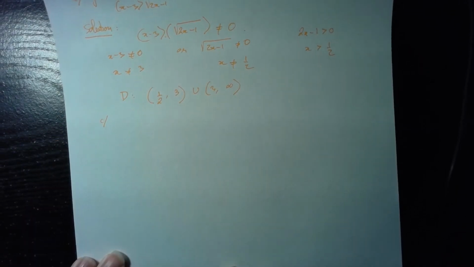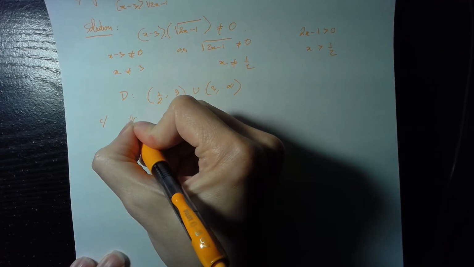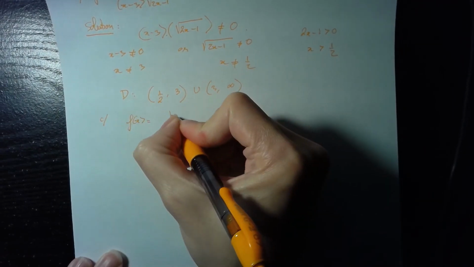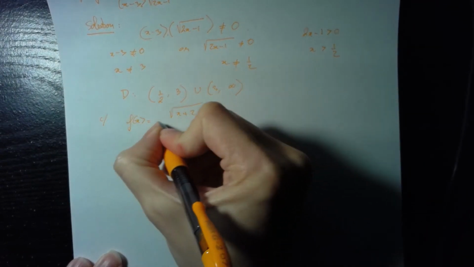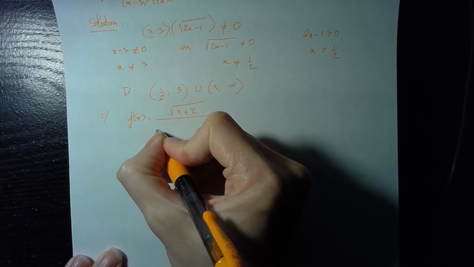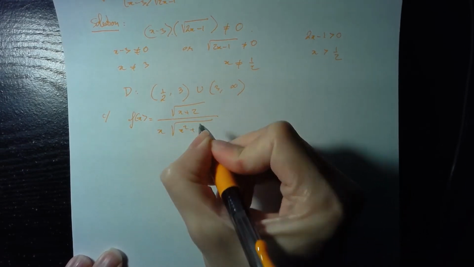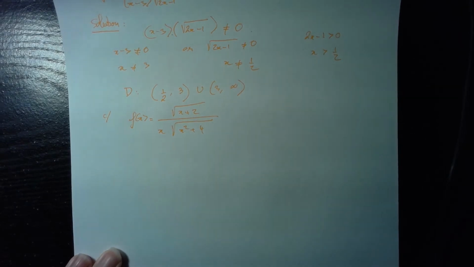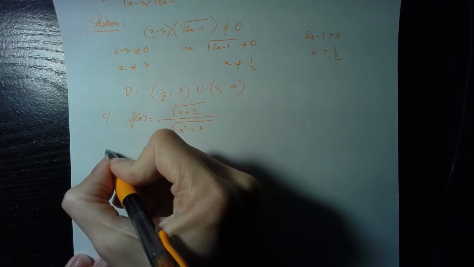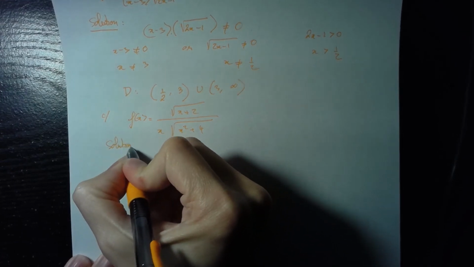Okay, C. So for C, the function looks like this. On the top we have a radical now, so we have to take it into consideration. The bottom we have x squared plus 4. Okay, so we have to analyze a little bit over here.